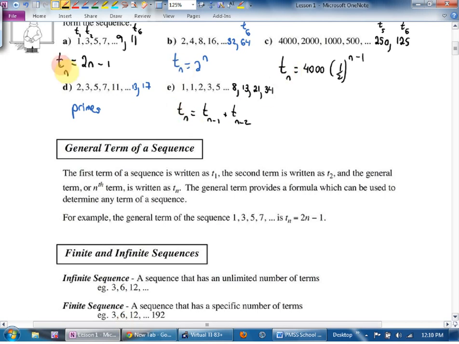The nth term, we call that the general term of a sequence. It's the generic equation to generate a sequence. So the first term is written as T1, second term as T2, the 2 is subscripted, so you don't think you're multiplying. The general term, or the nth term, is written as Tn. The general term provides a formula which is used to describe any term of a sequence. For example, the first one Evan pointed out was the nth term is 2n minus 1.